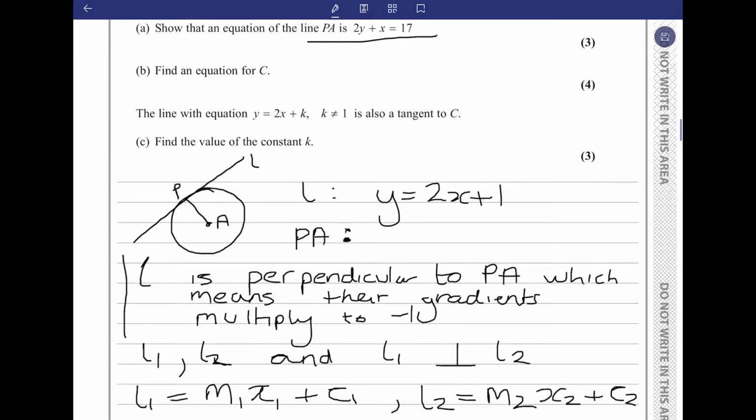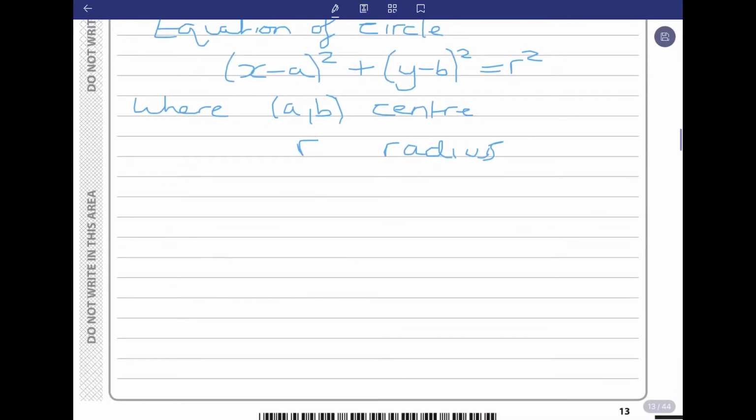We also need to find the coordinates of the point P, because in order to find the radius, we need to know P, and then we can use Pythagoras theorem. Now, in order to find P, this is the intersection of the lines PA and L. Okay, so let me write that down. To find P, solve L and PA simultaneously.